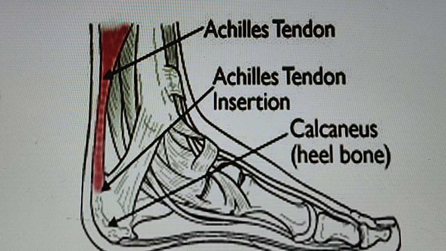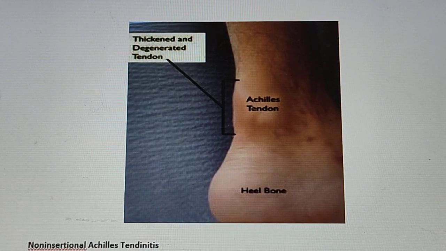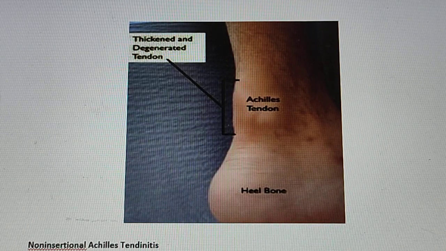Now here is a picture of the Achilles tendon. You're going to see where the Achilles tendon is located in your foot. It is attached to the heel bone. More drawing for the Achilles tendon. You can see there's a thickened and degenerated tendon. That's where you can see a swelling, a swollen area. And then there's the heel bone.